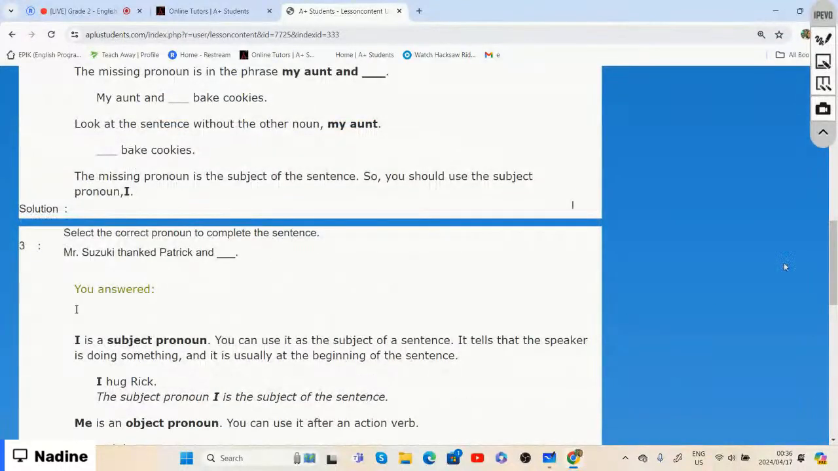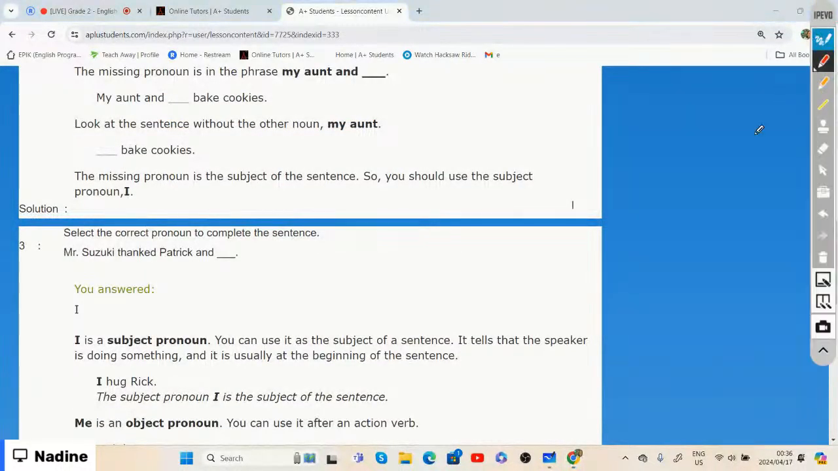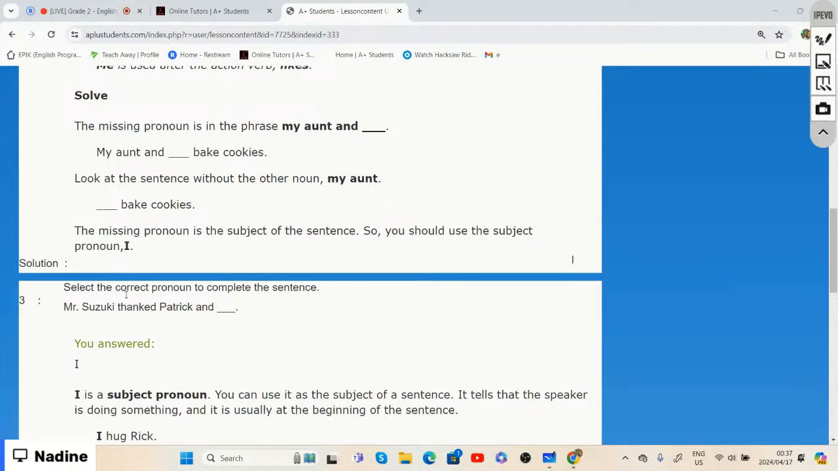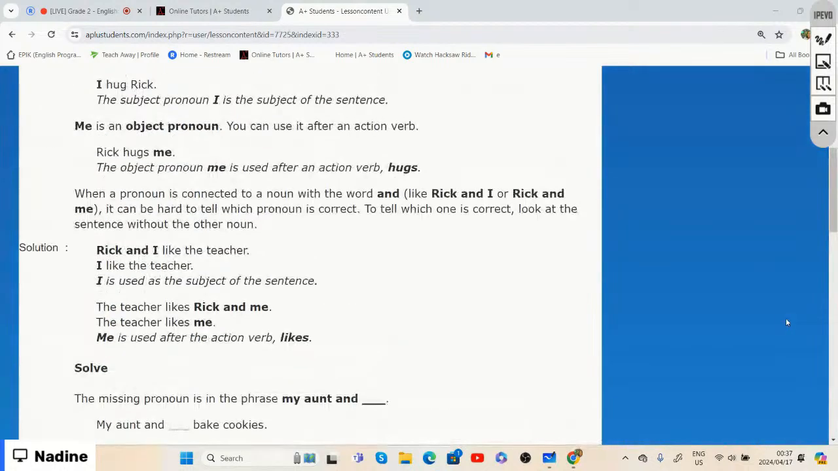All right. If we choose the correct one, then we can say Mr. Suzuki thanked Patrick, and he thanked me, right? So that is then an object pronoun, right? Because it comes after the action verb. So if we were to remove Patrick, it would basically be after the word thanked.